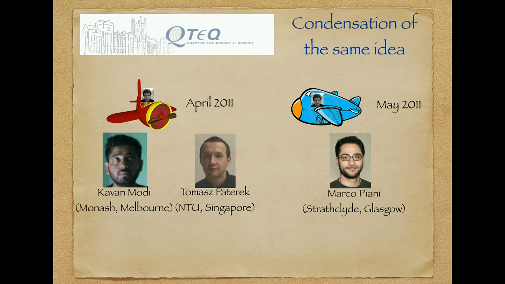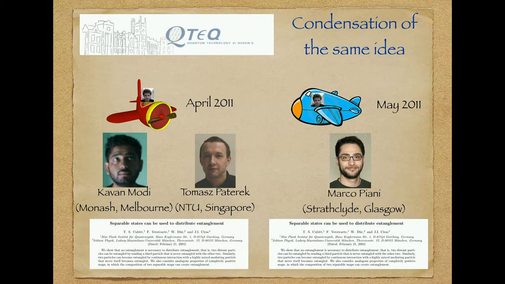one to Canada, where these three gentlemen were at that time, no? Kavan Modi and Tomek Patrek were at CQT in Singapore at the time, and Marco Piani was at the Institute for Quantum Computing in Waterloo at the time. Now they have moved. Well, Tomek didn't much, but anyway, he changed the university. And in these two different research visits, these three guys welcomed me with a cup of coffee and this paper: distributing separable states can be used to distribute entanglement.